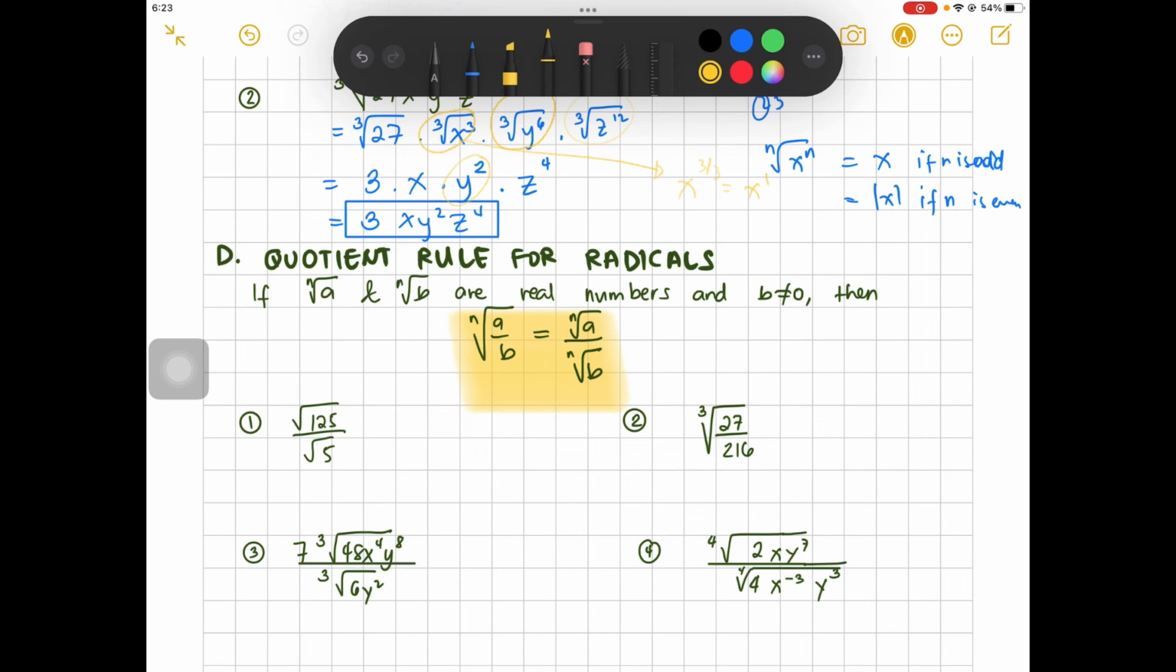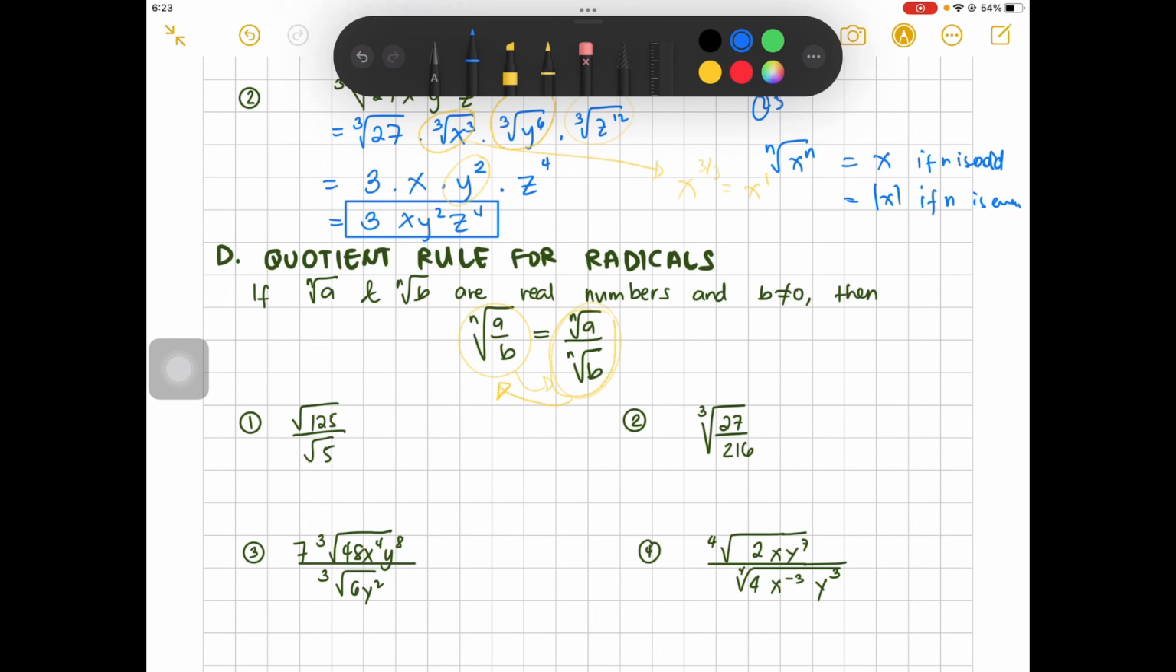Next, quotient rule for radicals. So pag quotient rule ng radicals, ang sinasabi ng property na to, okay, nth root of a over b, pwede mo silang paghiwalayin. Yung isa naman, kapag naka-separate yung radicals, pwede mo silang pagsamahin in one radical.